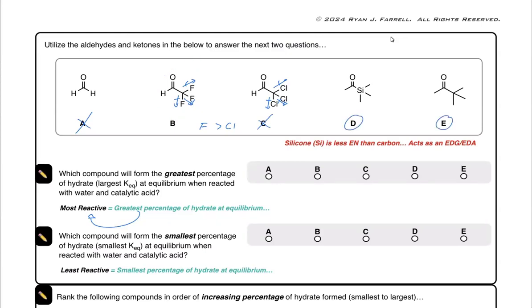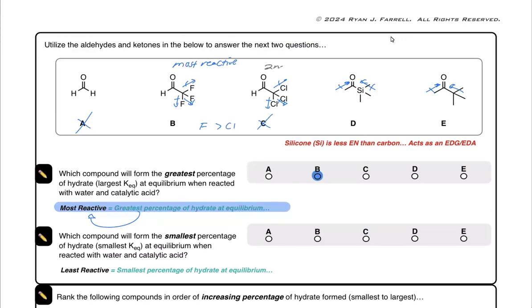Then D and E, notice, are ketones. So with D and E, we'd have inductive donation from the silicon attachment and the other carbon attachments. D and E are probably the 2 least reactive. So based upon this analysis, we'll say that the most reactive of our carbonyl species is compound B, and therefore we'd expect that to form the greatest percentage of hydrate at equilibrium, given that it is the most reactive.